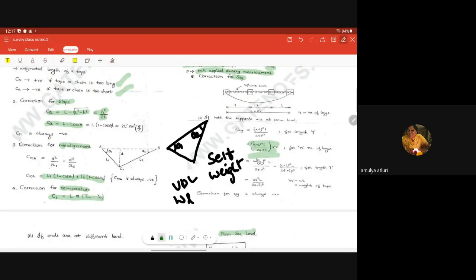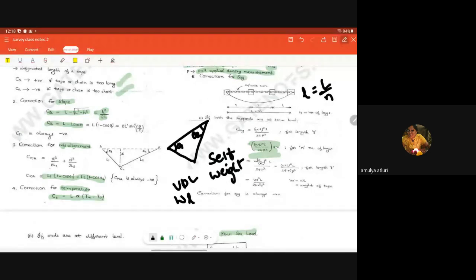If n is the number of bays, then we will multiply it with n. After simplification, this small l is nothing but capital L by n. So W square into (L by n) whole square into L divided by 24 P square. On solving, we get W L whole square into L divided by 24 n square P square.